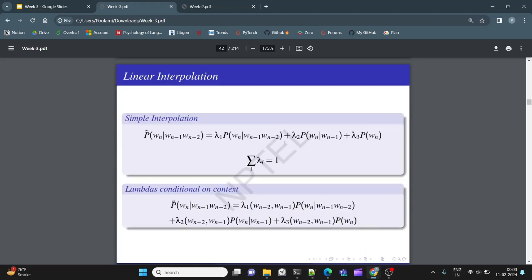Whereas in interpolation, what we do is simply mix all the n-gram probabilities. We mix the trigram, bigram, and unigram probabilities, and we ensure that the lambdas add up to 1. So that is what interpolation is.